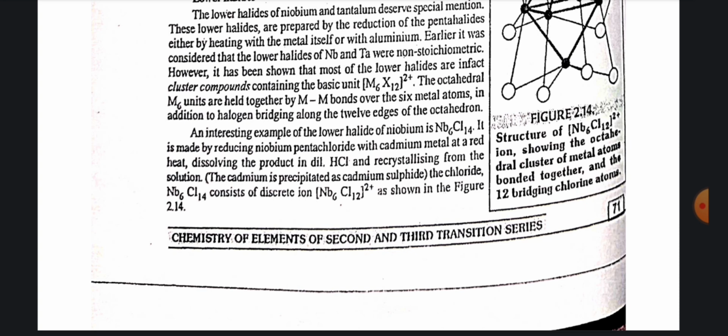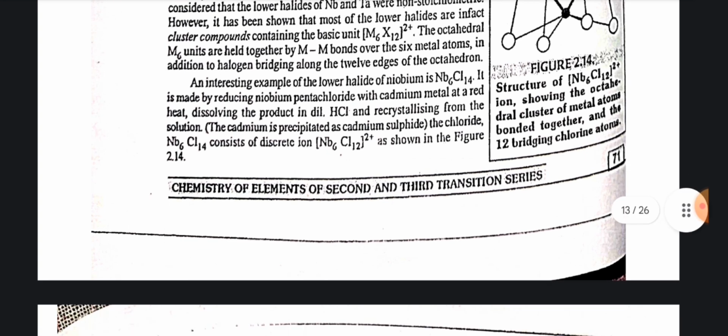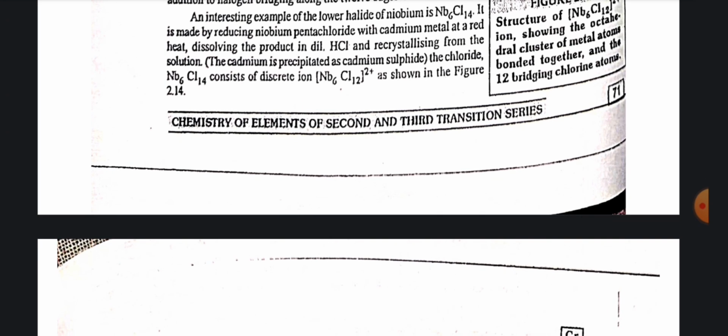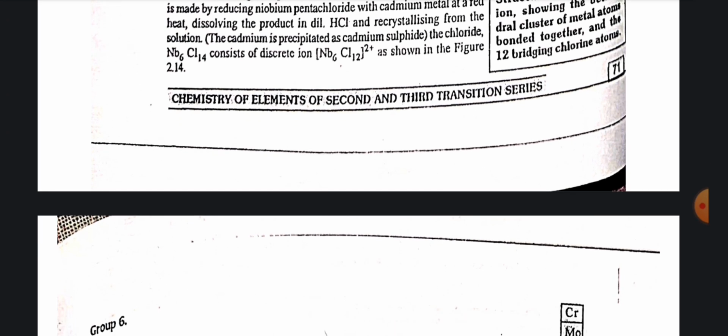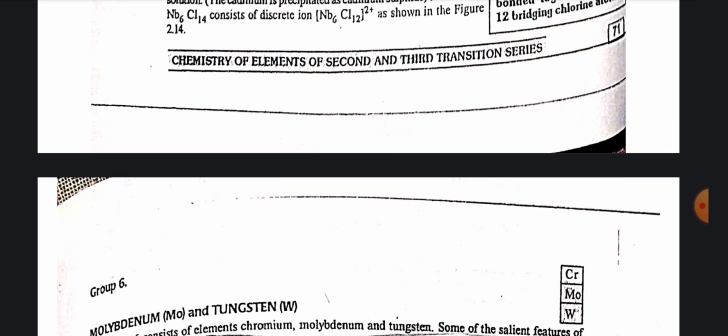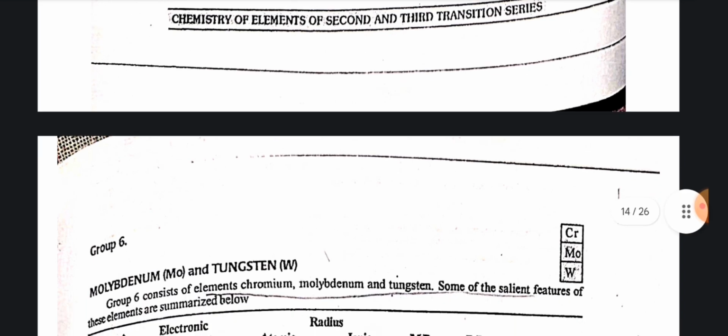An interesting example of the lower halide of niobium is Nb6Cl14. It is made by reducing niobium pentachloride with cadmium metal at a red heat, dissolving the product in dilute HCl and recrystallizing from the solution. The chloride Nb6Cl14 consists of discrete ions as shown in the figure.